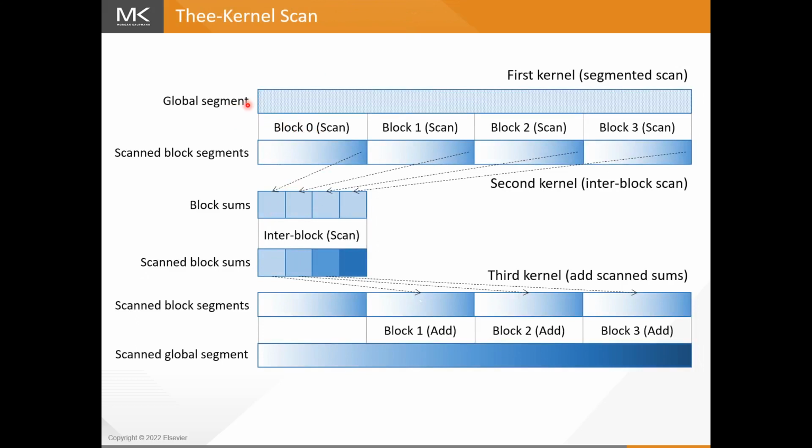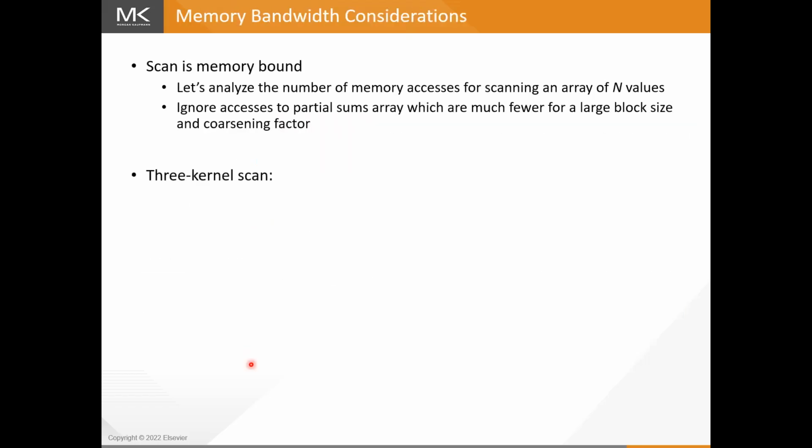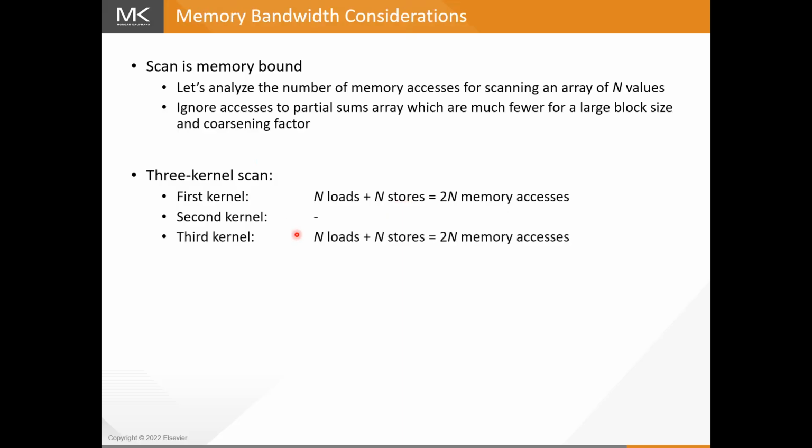So if I have n elements, the first kernel is going to load n elements, and it's going to store n elements to global memory. The second kernel, this is going to be n over 4,096, so we can ignore that. The third kernel is going to load n elements, and it's going to store n elements. So how much global memory accesses do I do in this approach? 4n. So the first kernel does n loads and n stores. That's 2n accesses. The second kernel, we can ignore those. And the third kernel does n loads and n stores. So we have a total of 4n memory accesses. And the question is, can we do better than this?